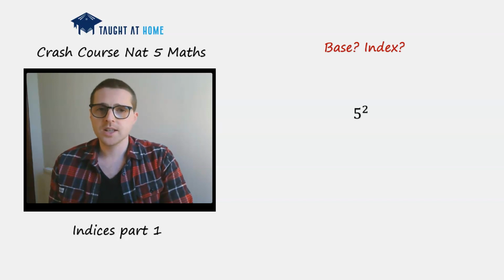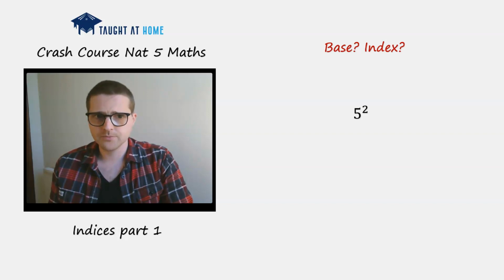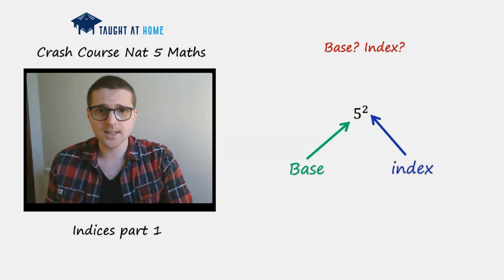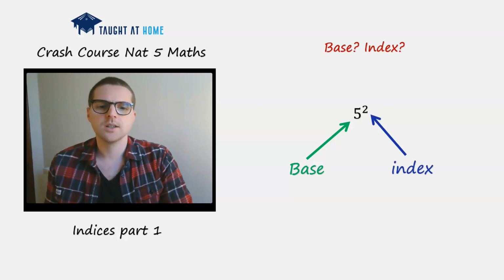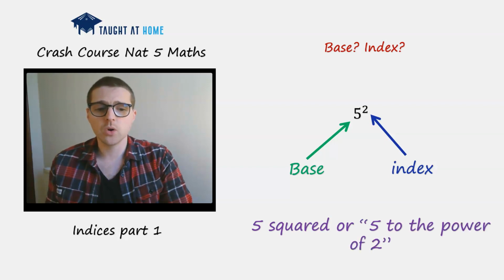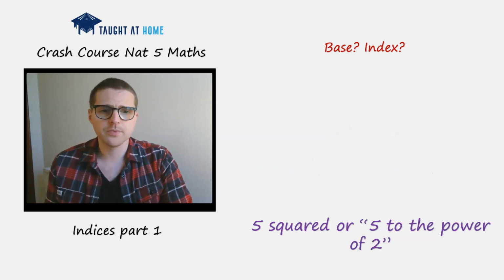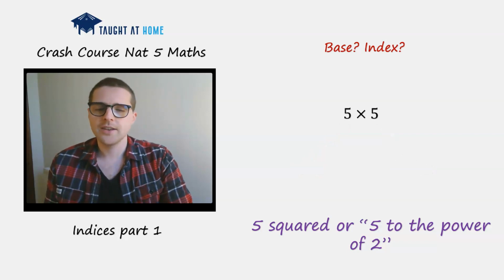An example of this that you should be familiar with is 5 squared. We say 5 is the base and the squared part, the 2, is the index. We call this 5 squared, or we can also say this is 5 raised to the power of 2. And 5 squared is 5 times itself, so 5 times 5.